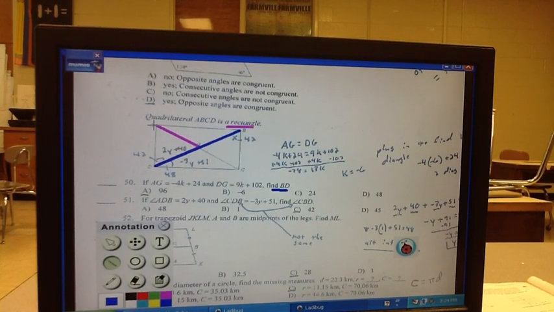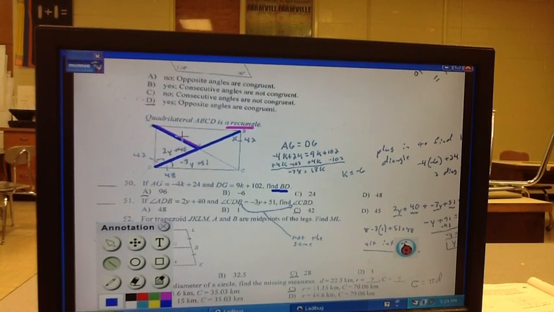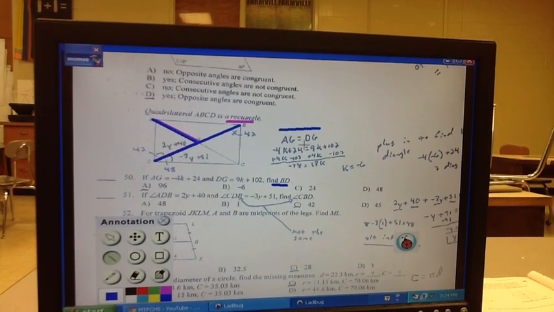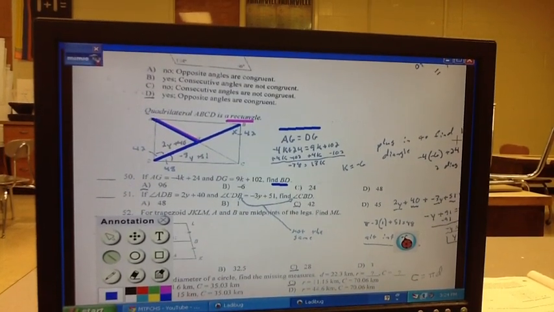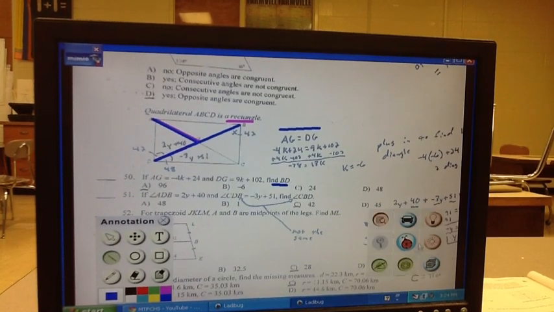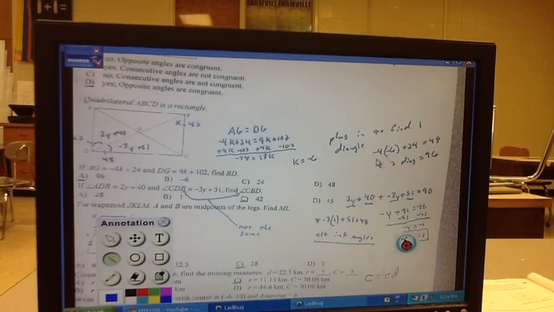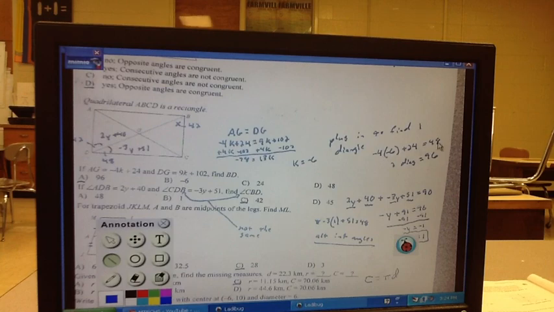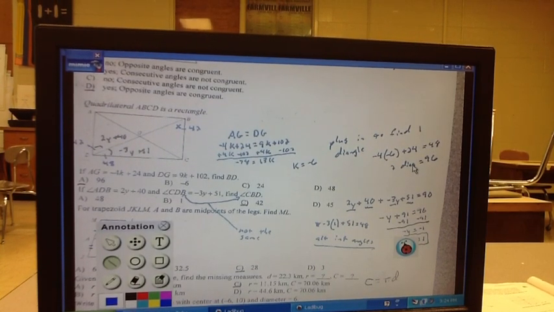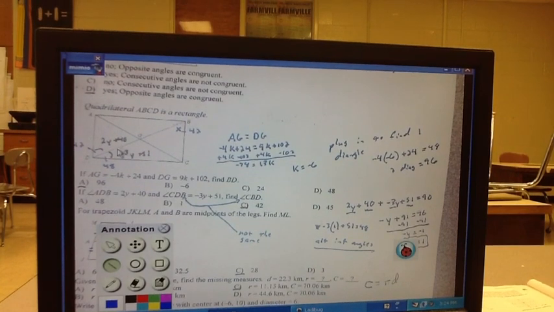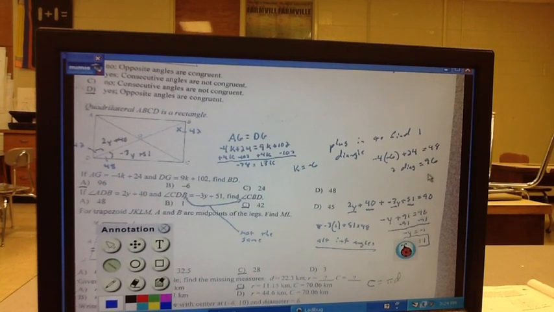So really, if we just find one of these, I can say that one times 2 ends up getting me what I need. So I set those two equal here, solved through, found K, and plugged K back into one of them. I found out it was 48 for one of the diagonals, multiplied it by 2 because B to D is actually 2 of them, so it ends up being 96.